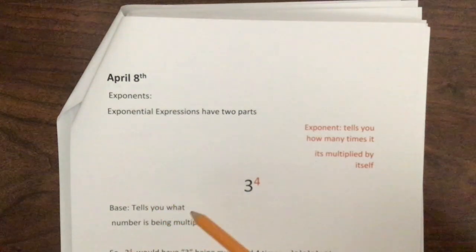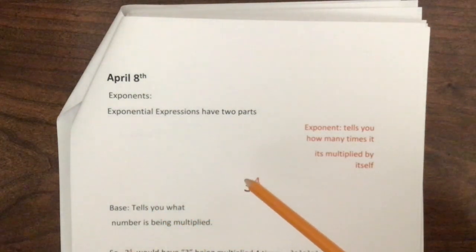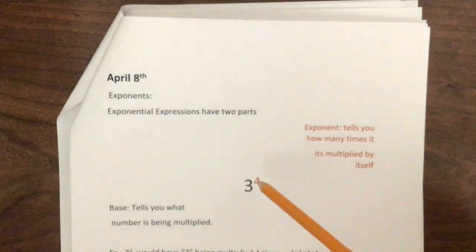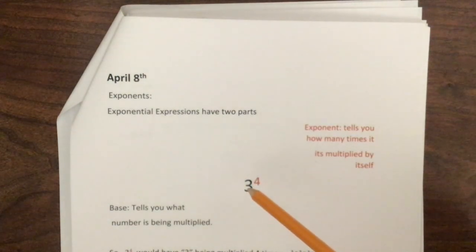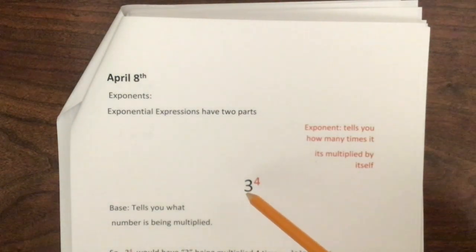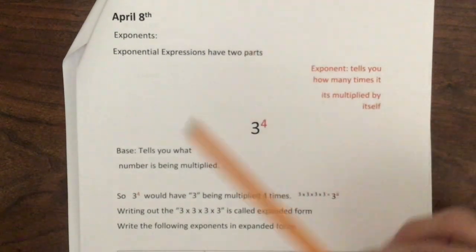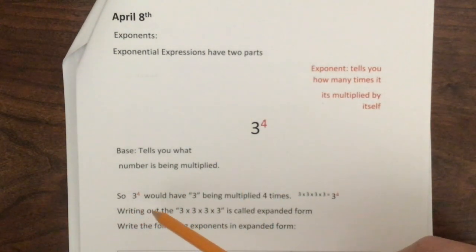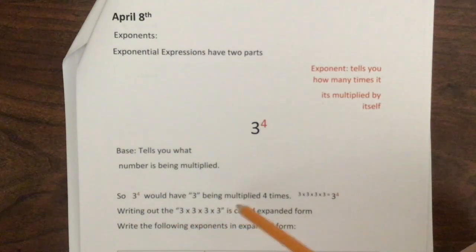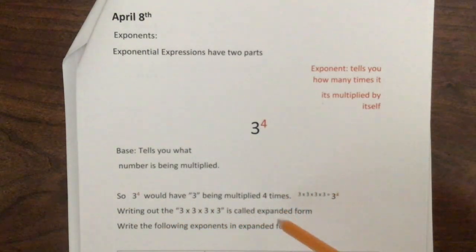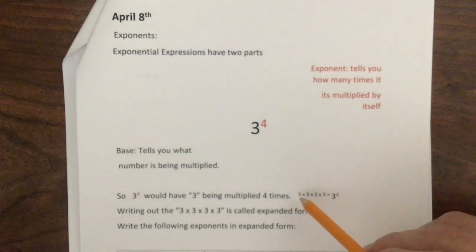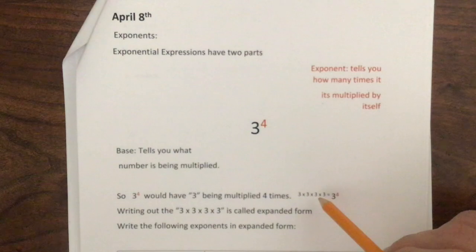Then there's the base number. The base number is just the regular old big number that the exponent's next to, okay? And that tells you what number is going to be multiplied, okay? And it's all going to be the same number, okay? So, 3 to the 4th power would have 3 being multiplied 4 times. So you'd see 4 of these 3's. 3 times 3 times 3 times 3.